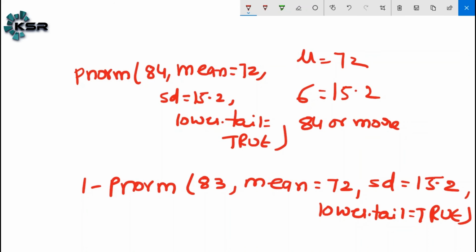I couldn't understand this lower.tail equal to TRUE concept. Lower.tail equal to TRUE means it takes the lower-side values. If you could explain it through some diagram, it would be good for me, I think.